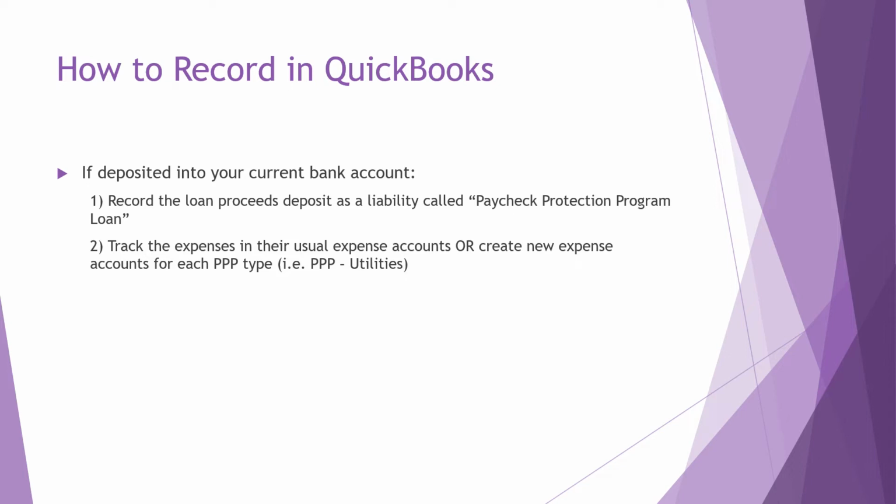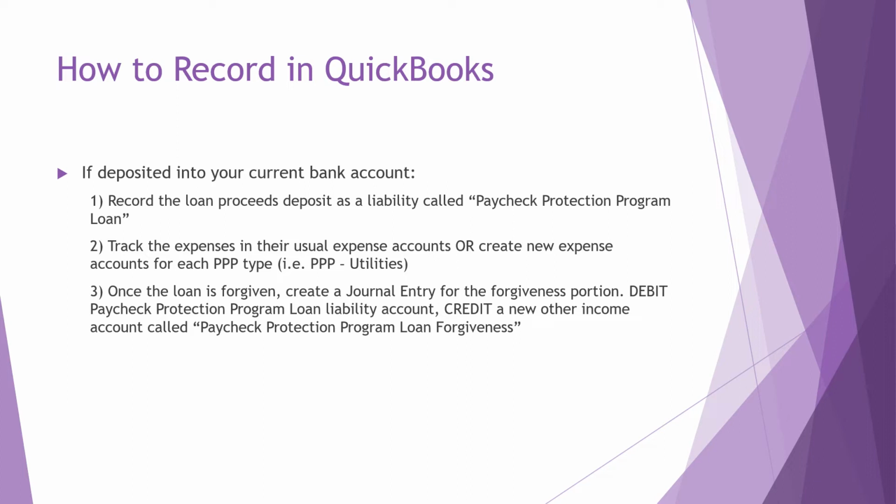You can keep them in their usual expense accounts, I believe, or you can create a new expense account for each PPP type. So you could create an account, for example, PPP-utilities, PPP-payroll, etc. It's really up to you. I don't see an issue with doing it either way at this point. And if something did come out where they specifically wanted it tracked one way or the other, it would be very easy to change it at that time.